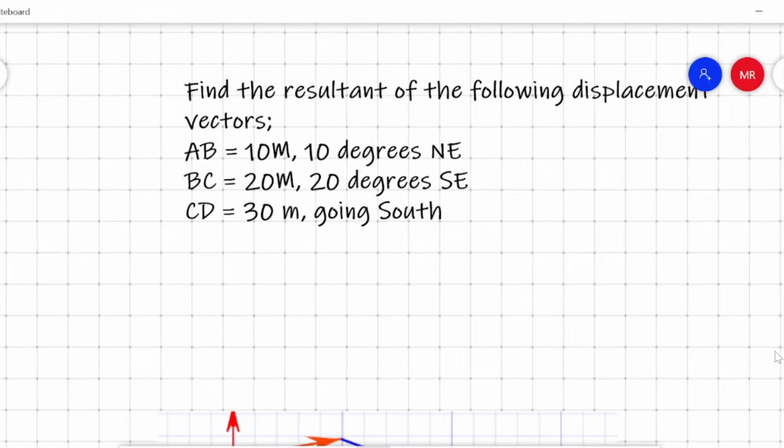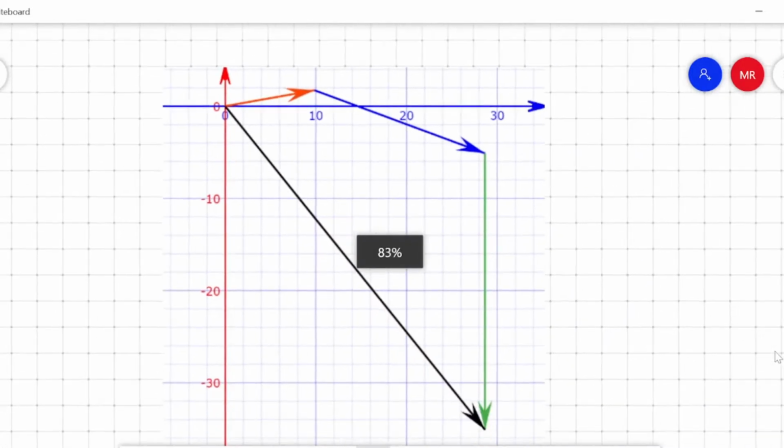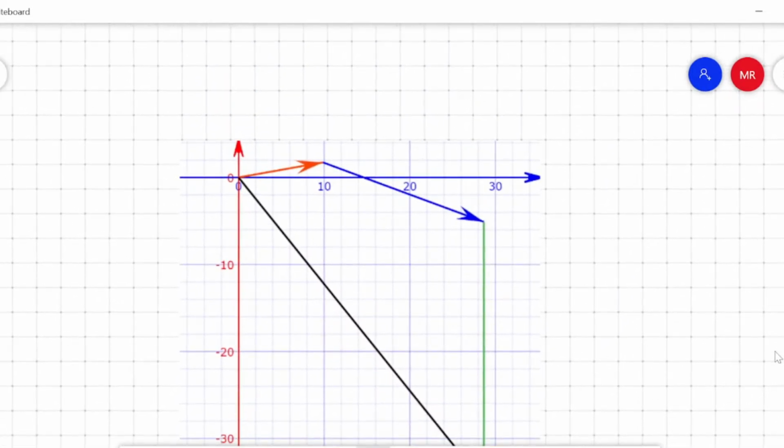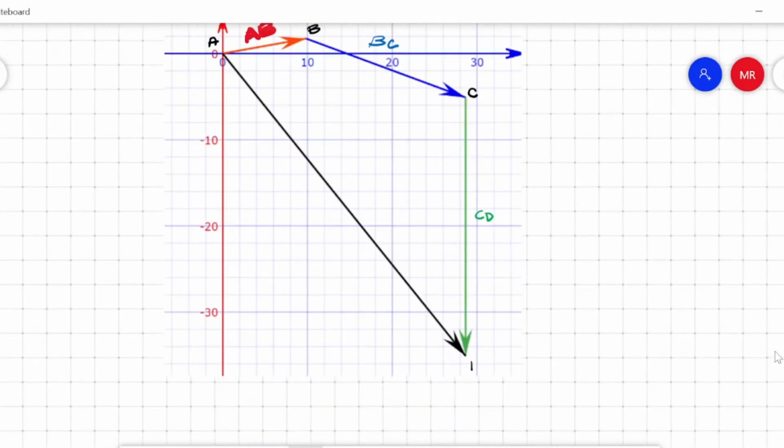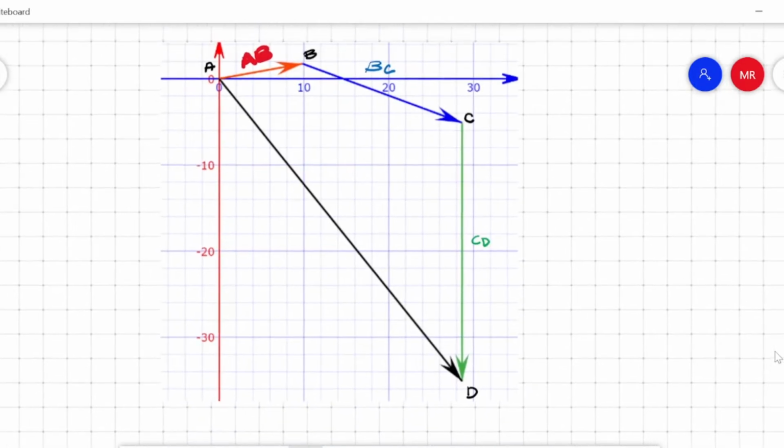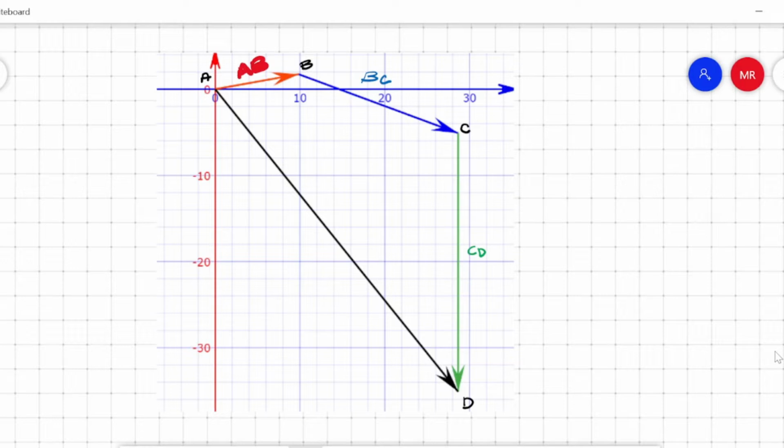If we try to illustrate the vectors, they will look like this. This is your vector AB. This is your vector BC. And this is your vector CD. This is because our points are here: point A, point B, point C, and point D. And this black arrow is our resultant vector, vector AD. So we are asked to find this vector, vector AD.